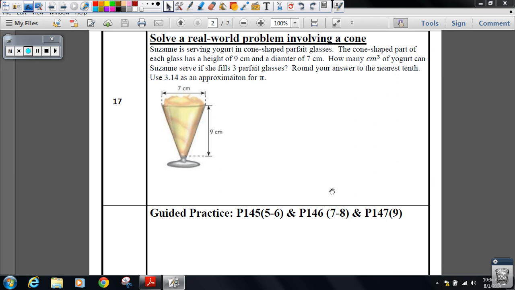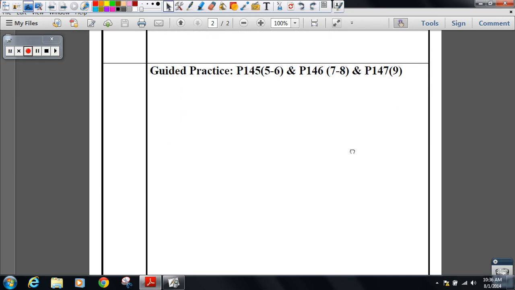Your guided practice now for this part is page 145, 5 through 6, and 146, 7 through 8, and 147, number 9.